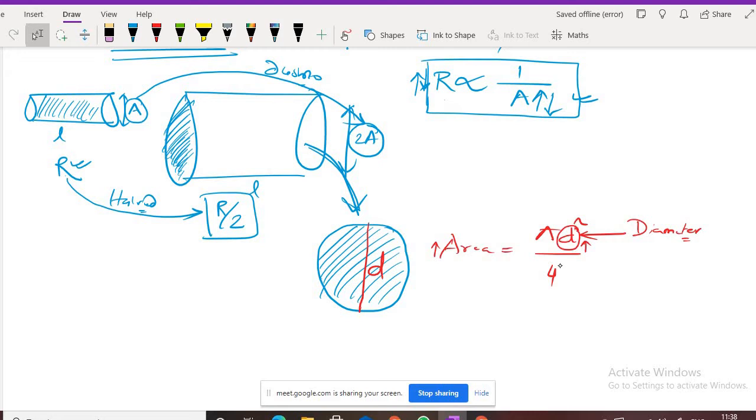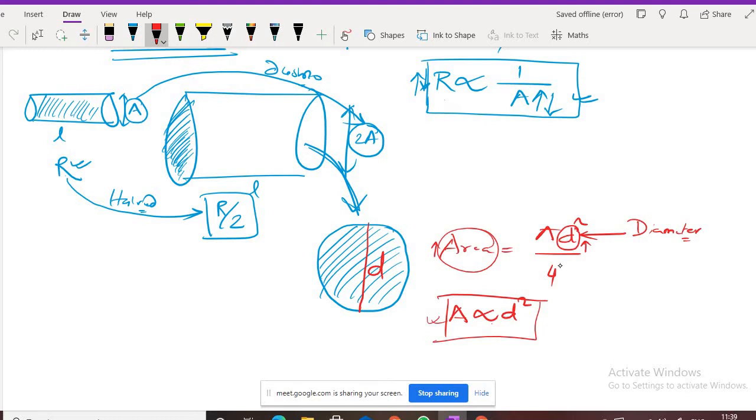It will increase only. That means what? Area is directly proportional to the diameter square. You can see here, here is area, here is diameter square. That means area is directly proportional to diameter square. Yes or no? So altogether, sir, what you are trying to mean?